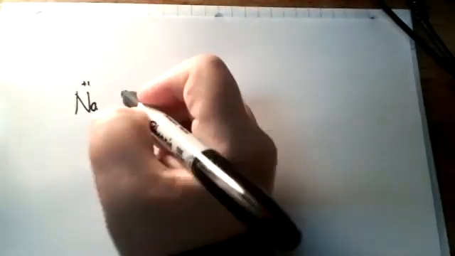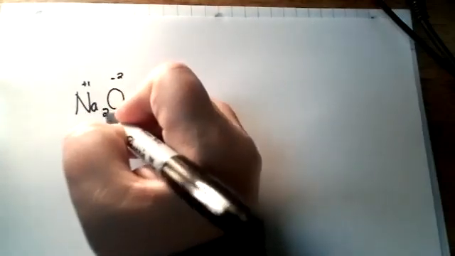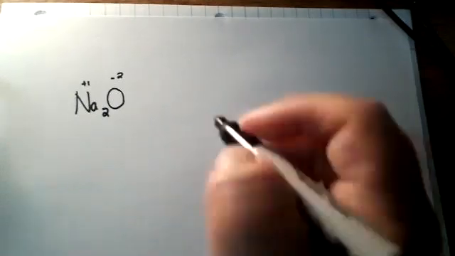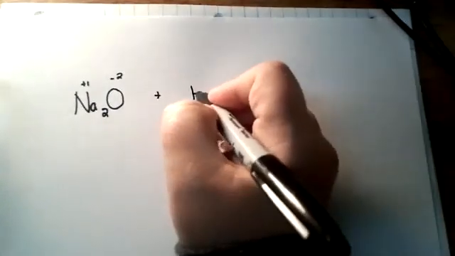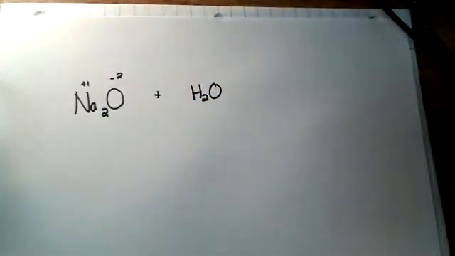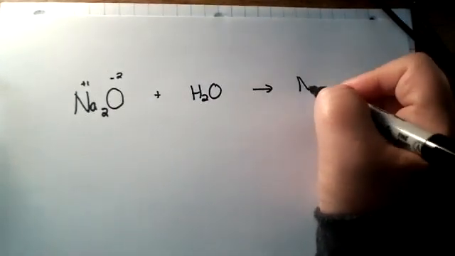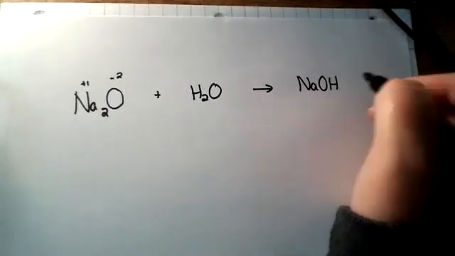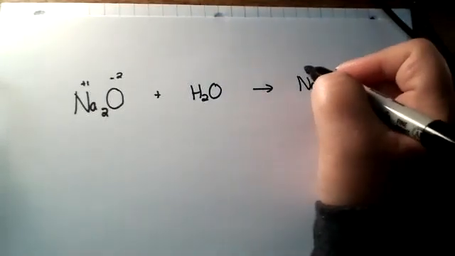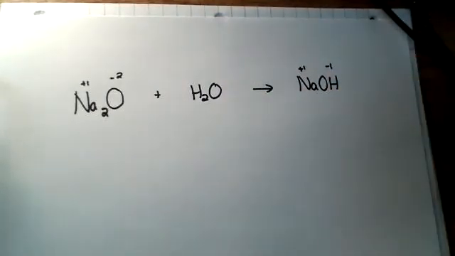So number 8, it tells us that sodium oxide. So sodium is Na and it's a +1. And oxide is O and it's a -2. So I've got to balance that. So Na2O. And it's going to combine with water, H2O. And that's going to form sodium hydroxide. And that's a +1 and a -1, so it's balanced.